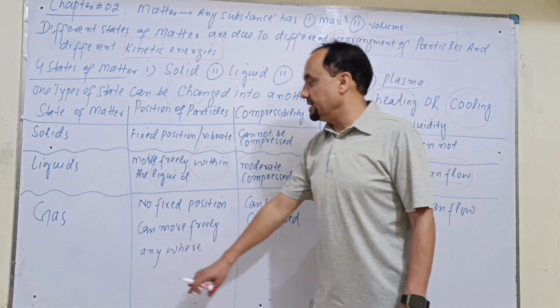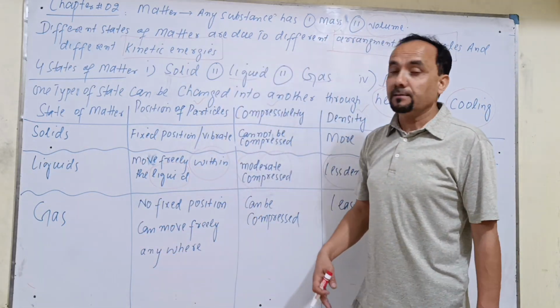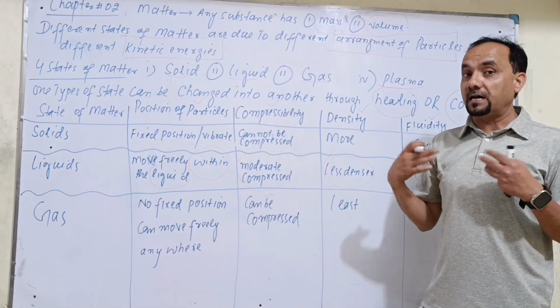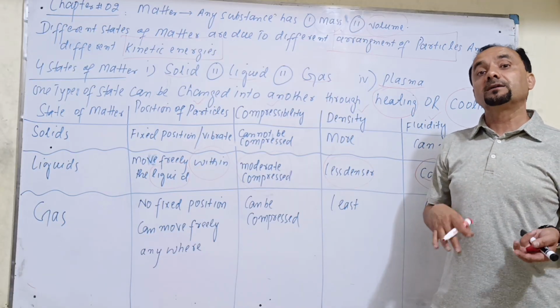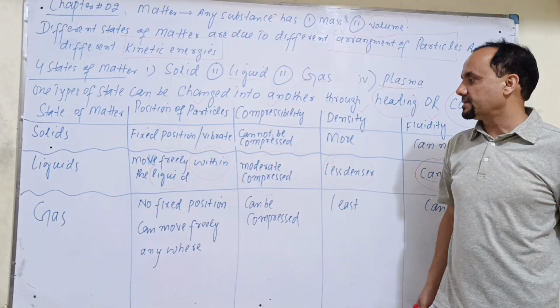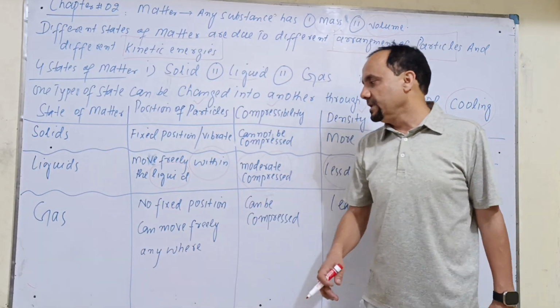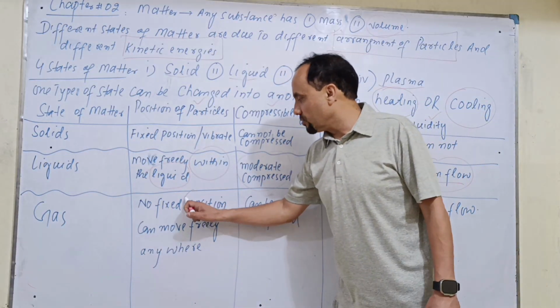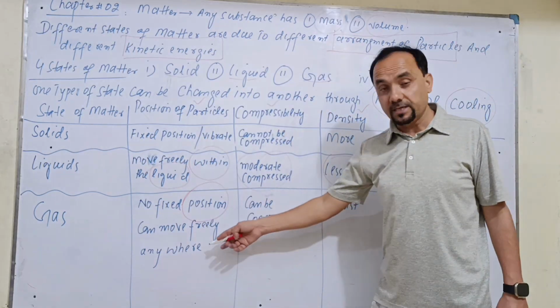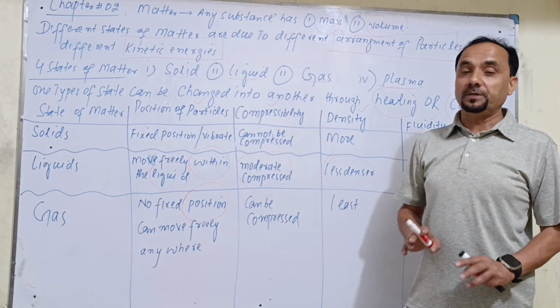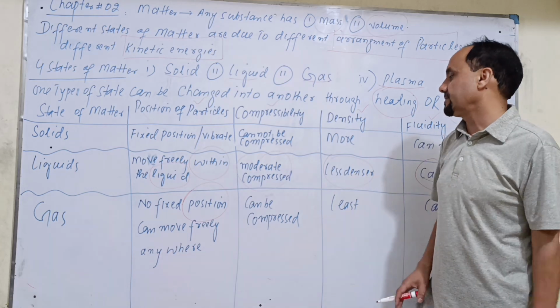The third state is gas. The particles move freely. There is carbon dioxide around you, there is oxygen, there is water vapor, there is nitrogen gas. So the particles can move freely. That's why they have no fixed position. I mean the position is not fixed. There are no specific shapes of any gas.